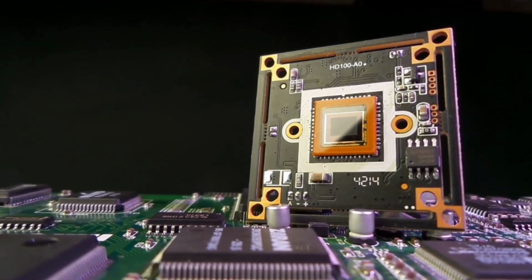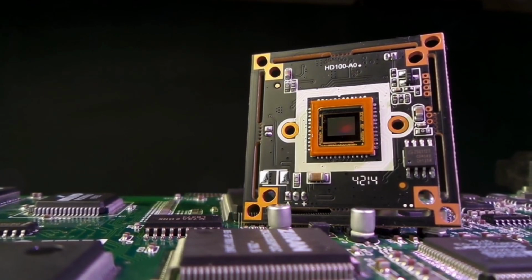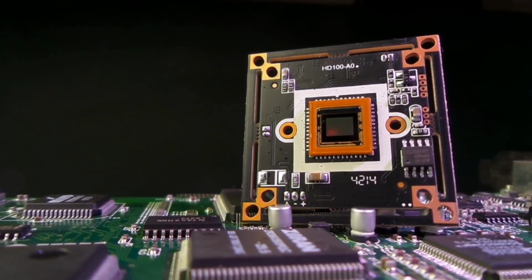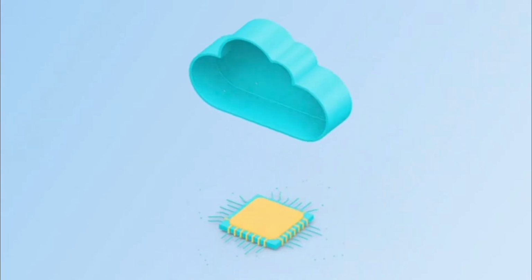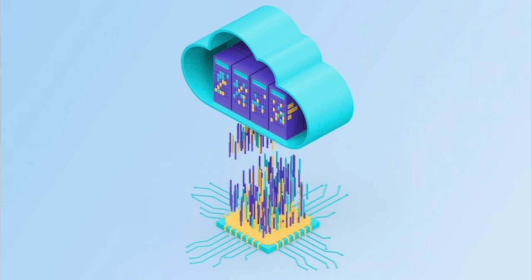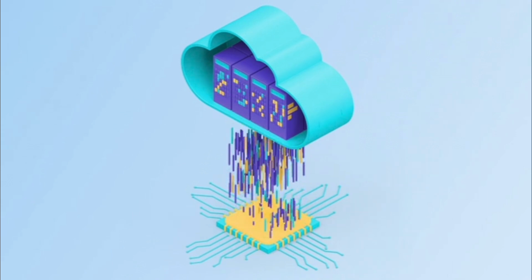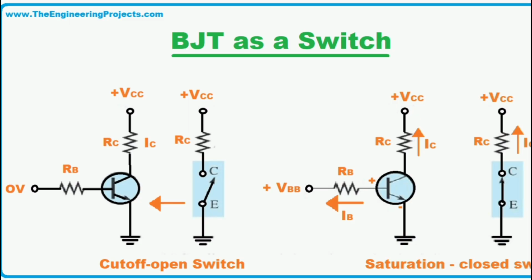A tiny input current into the base dramatically controls a much larger current flowing from collector to emitter. This is the essence of amplification. Operating the transistor between its cutoff region, that is no base current, no collector current, and saturation region, that is sufficient base current, the transistor is fully on, allows it to function as a high-speed electronic switch.